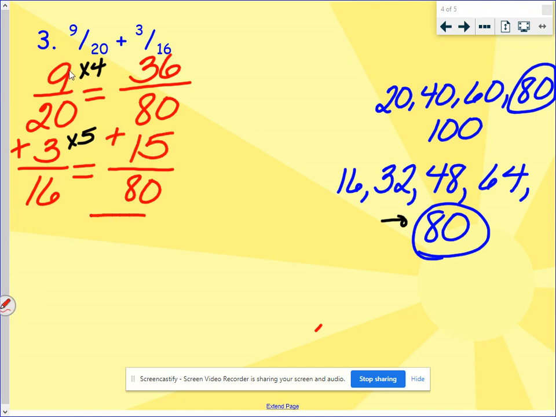And now I add these together. 6 and 5 is 11, carry the 1, 3, 4, 5. And I get 51 over 80. And I do have to double check to see if there's anything that goes into 51 and 80. And unfortunately, there is not. And therefore, we are simplified at 51/80.